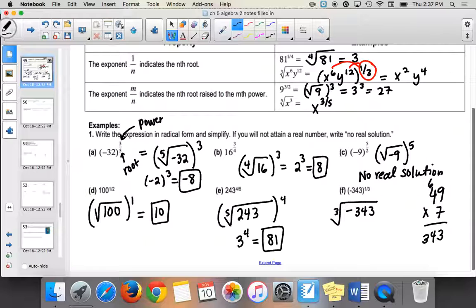So you can do it off to the side if you need to. Negative 343. Yeah, so it's negative 7 is your answer. I was going to get the negative at the end. You just want a bonus point, huh?